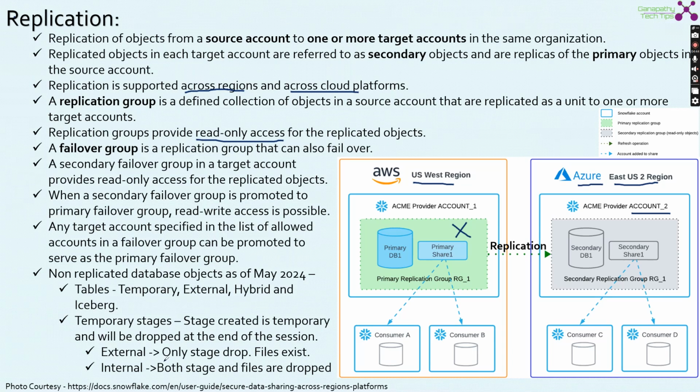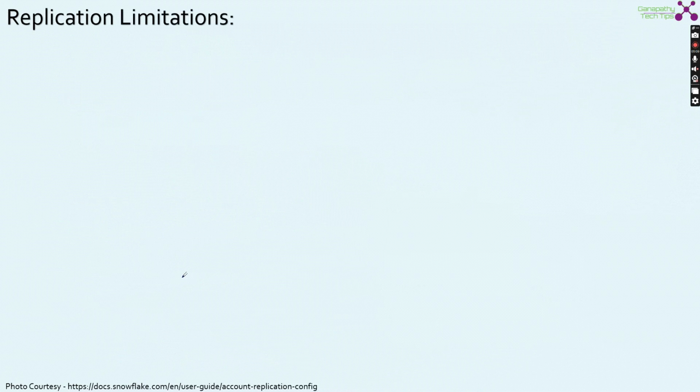External temporary stage will drop the stage alone. The files will be existing in the external cloud storage. But if you are doing the internal temporary stage, automatically both the stage and the files will be dropped, as it is temporary in nature, which is tied to your session. Once the session has ended, everything will be dropped in the internal temporary stage and only the stage will be dropped in the external temporary stage.